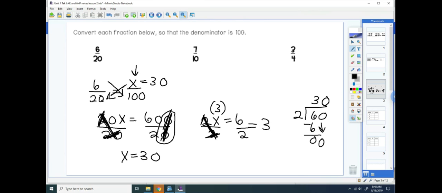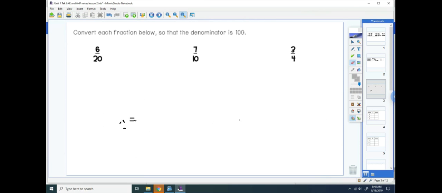Now, I know that can be pretty daunting. We're going to do this a couple more times, trust me. No worries. Okay? But I want to show you an easier path. So I'm going to erase this to get some more room. I'm going to still set up a proportion. So I still have 6 over 20, which is equal to x over 100.